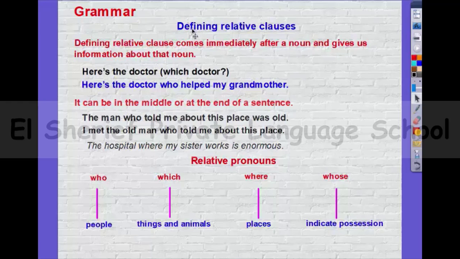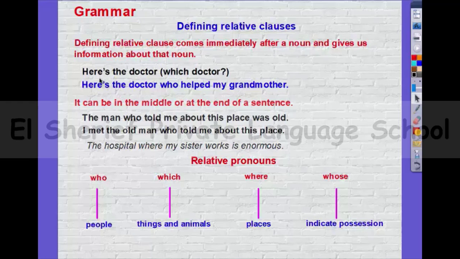What do we mean by defining? By defining we mean that this part of the sentence, the relative clause, gives us important information about this noun or this thing or this person we're talking about. Okay, so we use the relative pronouns after a noun to make it clear which person or thing we're talking about. And the part of the sentence that gives the information is what we call the defining relative clause.